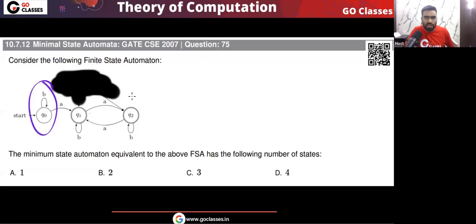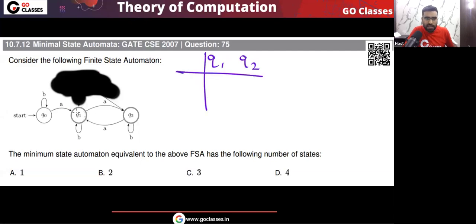You can see this is a non-final state and these two are final states. So I told you that final and non-final states are never equivalent. So I can say this Q0 is not equivalent to Q1. This Q0 is not equivalent to Q2. Now let's check Q1, Q2. Are they equivalent?